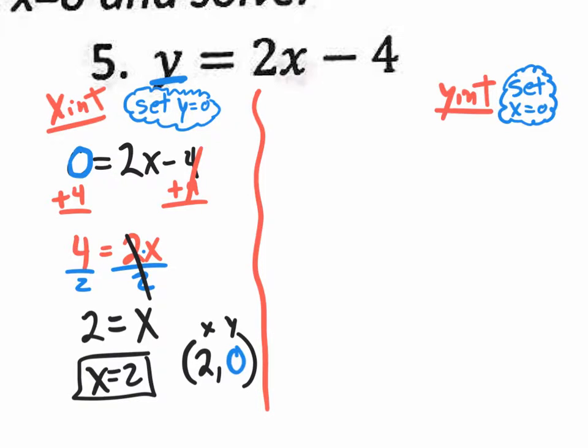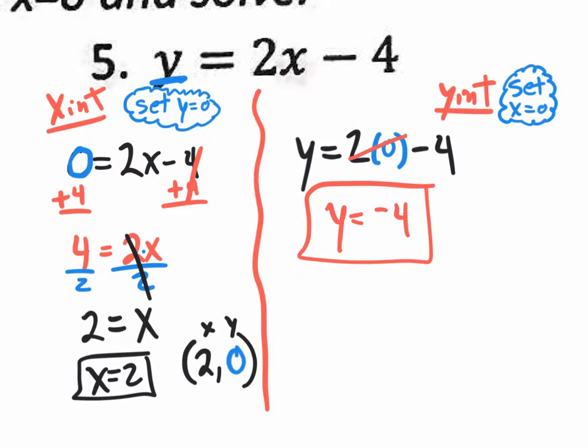So x is going to become 0. We're going to have y equals 2 times 0, minus 4. So I just replaced the x you see here with the 0. And now let's solve. Well, it's really easy. 2 times 0 is 0. So you really have y equals negative 4, and you don't have to solve anything. It's solved for you. That's your answer. That's your y-intercept value. It crosses the y-axis at negative 4.